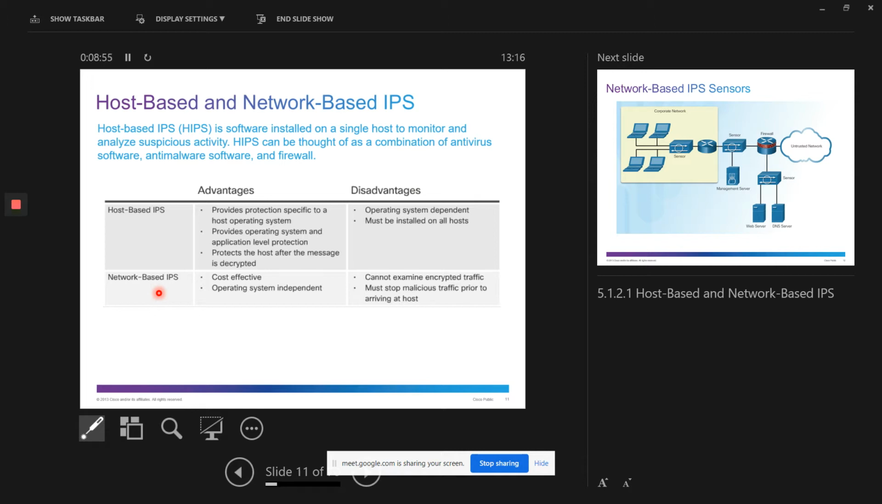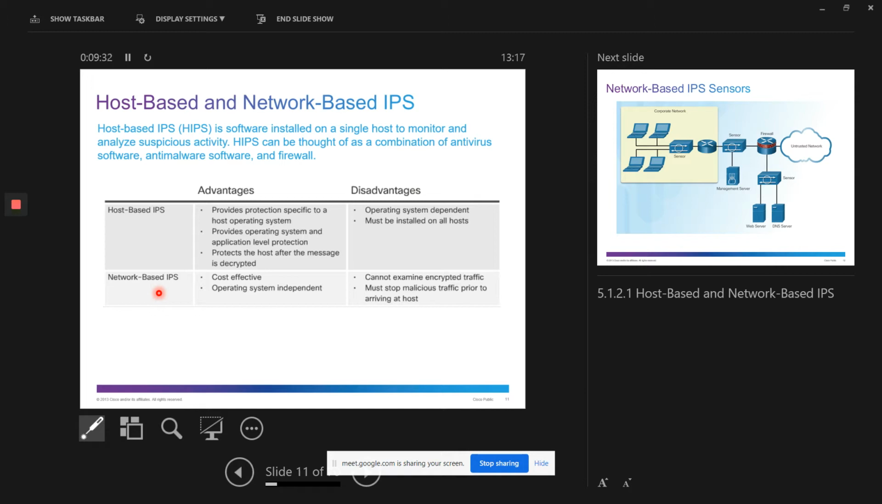Their advantages are that they provide protection specific to a host operating system, provide operating system and application level protection, and protect the host after the message is decrypted. Disadvantages are that they are operating system dependent, so you cannot use software built for Microsoft on a Mac operating system, and they must be installed on all the hosts. This is one of the pains when you are, let's say, managing thousands of endpoints.